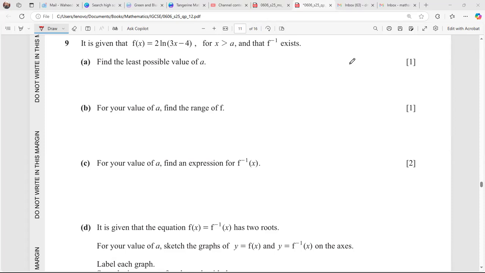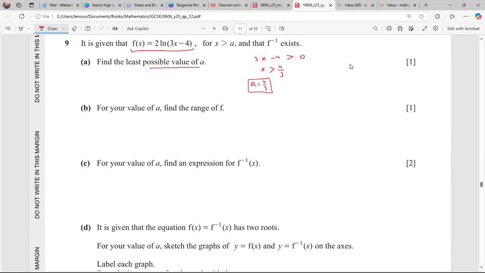We will be doing question number 9 and onward. In this question we are given a log function, and we need to find the least possible value of a. You know that log exists only for positive numbers. We cannot find the log of negative numbers or 0, right? So it means 3x minus 4 has to be greater than 0. It means x has to be greater than 4 by 3. So my a is 4 by 3. I hope it's clear.